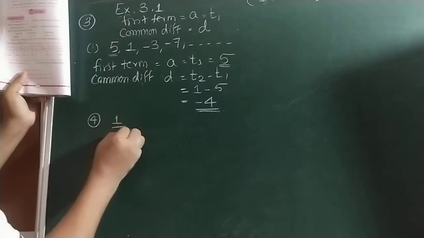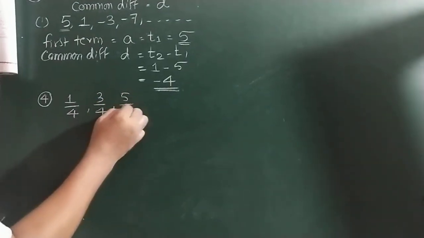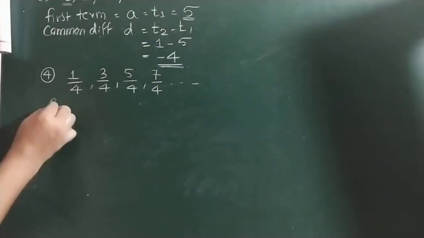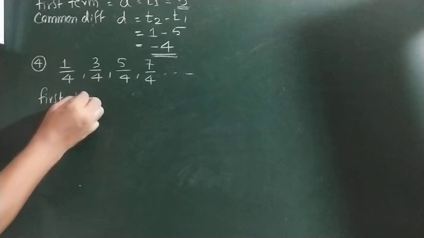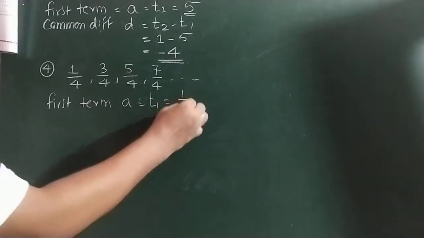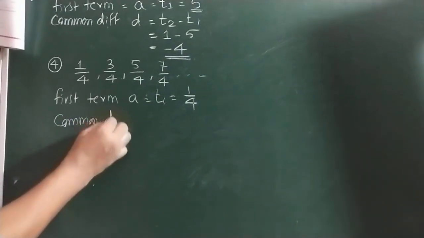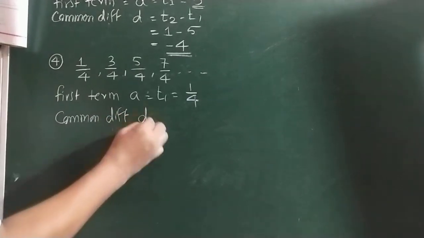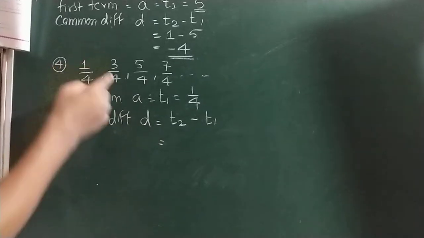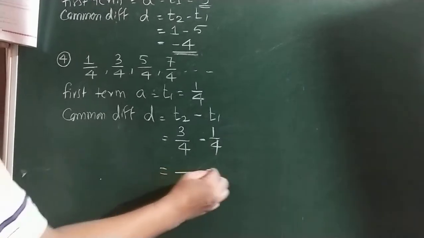So fourth sum, AP given: 1 upon 4, 3 upon 4, 5 upon 4, 7 upon 4 and so on. What is first term here? 1 upon 4. First term A, or T1, is 1 upon 4. Then common difference D. Formula is T2 minus T1. T2, the second term, is 3 upon 4. First term is 1 upon 4. So denominator is same.